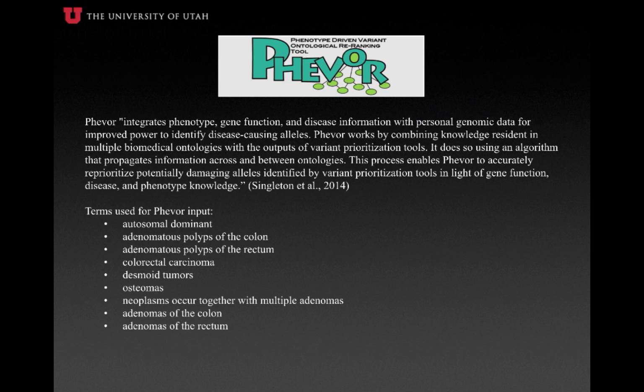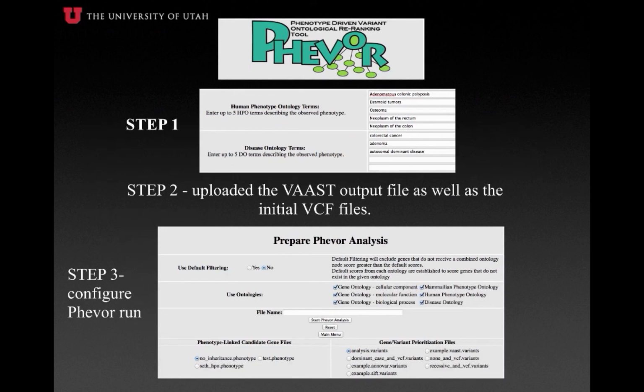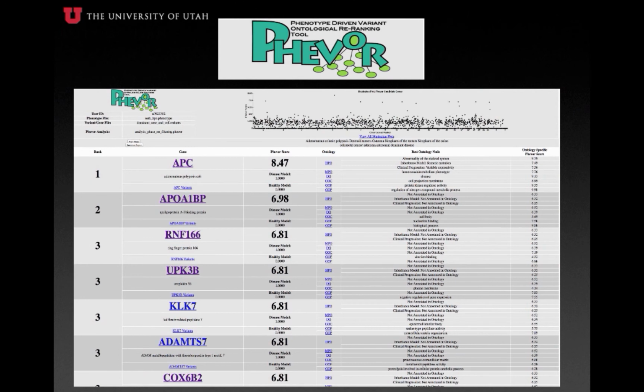As the key initial input to Fever, we had to come up with gene ontology terms from the cohort description, and those brief phrases are shown here, including polyps, desmoid tumors, and other nasty colon and rectum issues. So here are 3 basic steps to running Fever. I already mentioned the input to step 1, but I've included a screenshot here to show how it works. Step 2 was to provide the VAST output and VCF file. Step 3 is to configure Fever to determine how items will be prioritized or filtered out. The end result is this screen shown here, a prioritized list of the candidate genes with ranking. Clearly, APC is our winner.